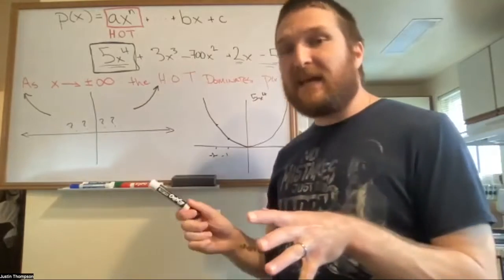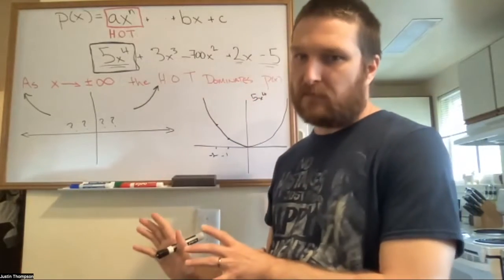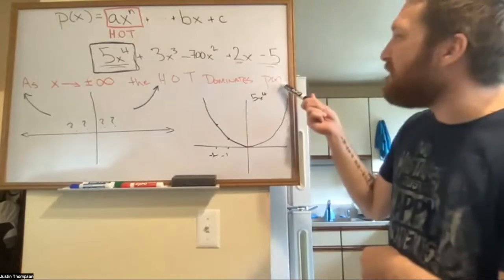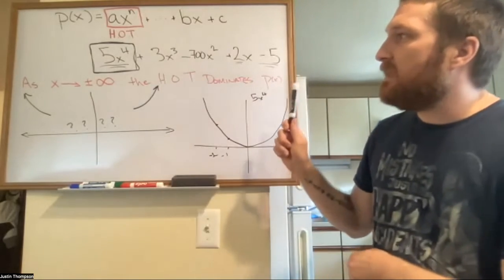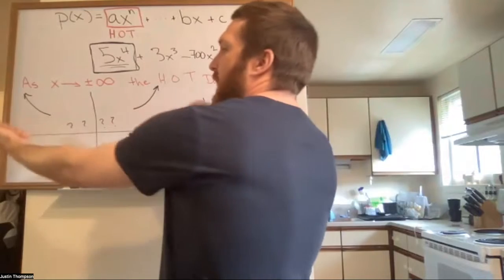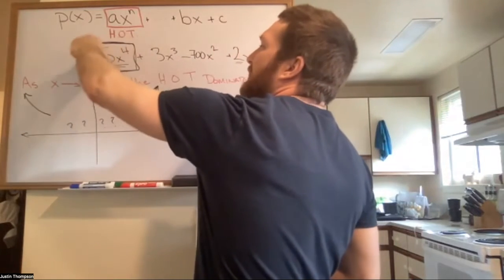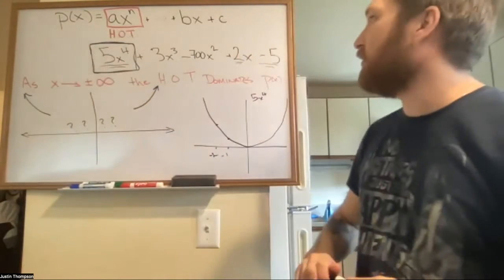So that's the idea. Again, we want to be able to graph polynomials, and we have this nifty fact that if we want to know what happens way out in this direction, all we have to do is look at the highest order term right there.